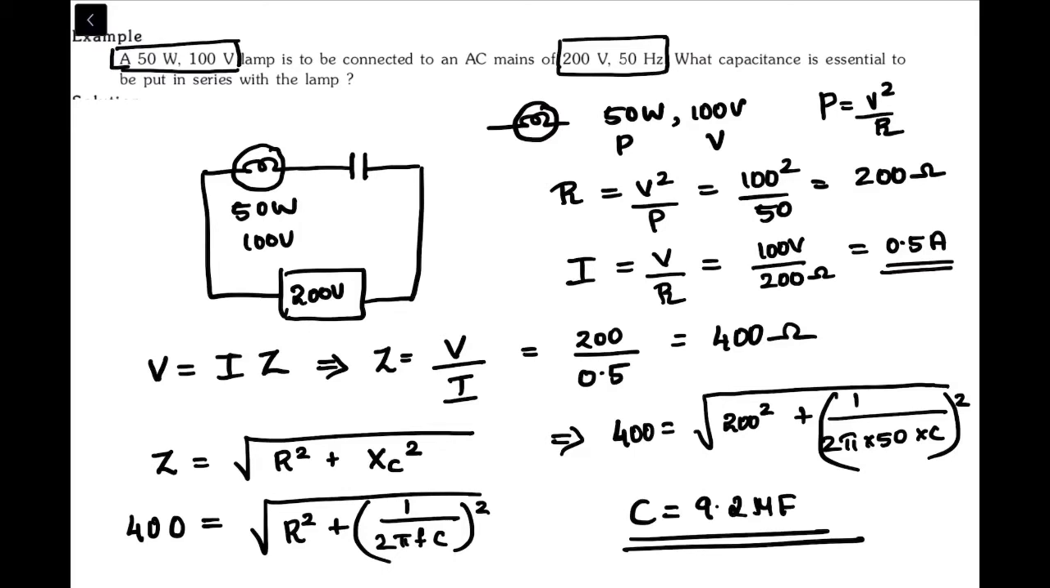Similarly, the capacitor can be replaced by an inductor too, but there will be a lagging issue, a lagging of the current. So we normally prefer capacitors in order to make a bulb glow at higher voltage. Okay, hope you got the question.